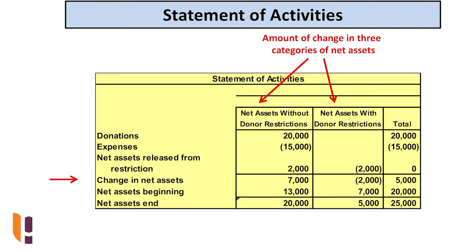In essence, this is the nonprofit's net income. The statement of activities reports the amount of change in each of the two classifications of net assets: net assets without donor restrictions and net assets with donor restrictions. It is very important that everything balances. The statement of activities reports the gross amount of revenues and expenses, with the exception of investment revenue, which may be reported net of expenses, and gains and losses on the disposal of plant assets, which may be reported net.